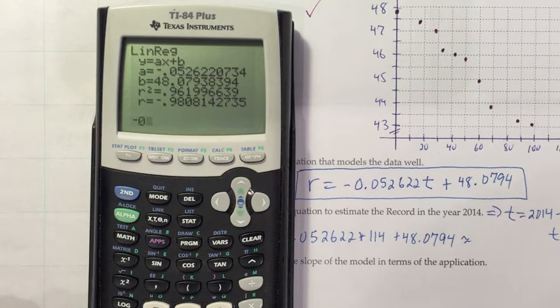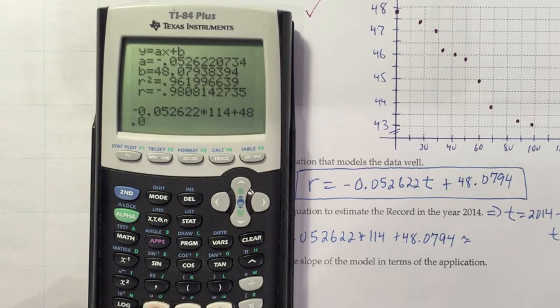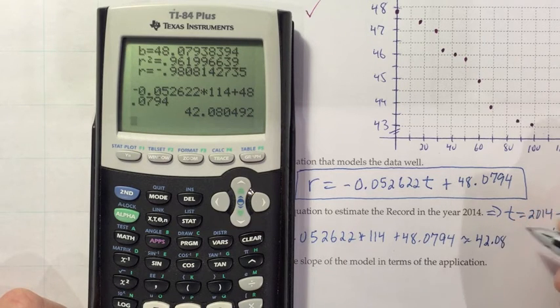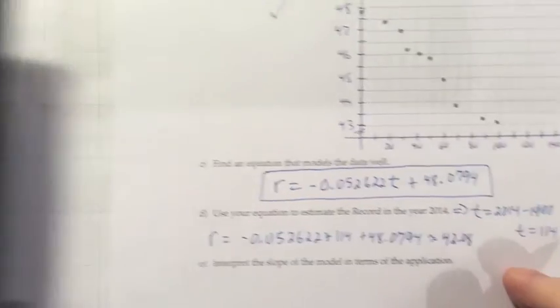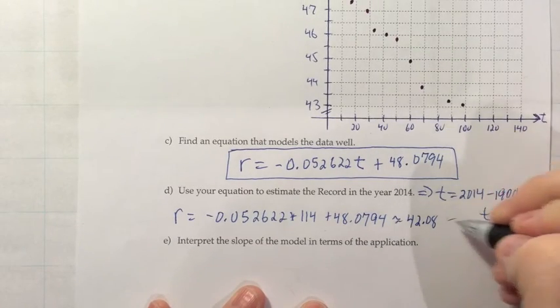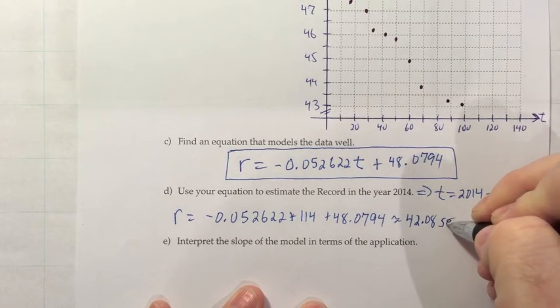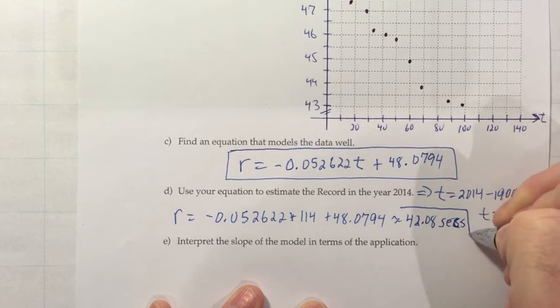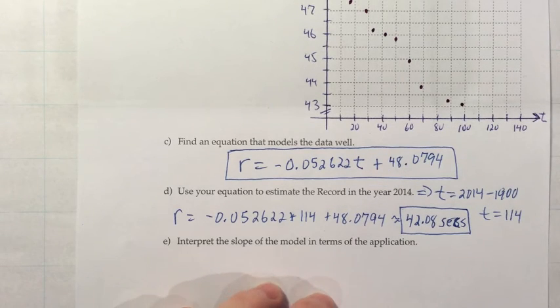So negative 0.052622 times 114 plus 48.0794. And our estimate is 42.08. There's no rounding directions, but given that the most recent times were given to two decimal places in our table, I think we should do that here too. Who knows? Well, no, that year has come and gone already, and they do still use just 2 decimal places. So 42.08 seconds would be our estimate.